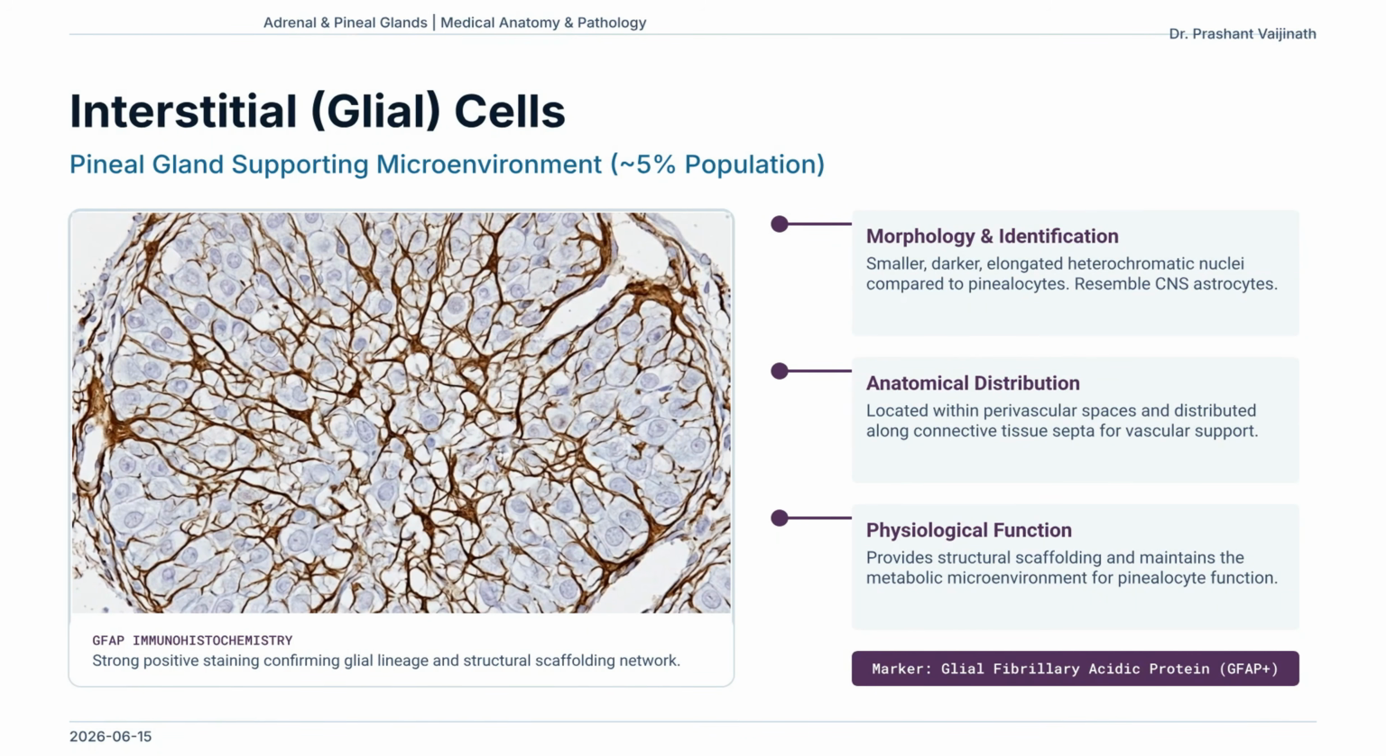Interstitial glial cells are the pineal gland's supporting microenvironment. They have smaller, darker nuclei and resemble CNS astrocytes. They are located along connective tissue septa for vascular support, providing structural scaffolding, and maintaining the metabolic environment for pinealocytes. They stain positive for glial fibrillary acidic protein, confirming their glial lineage.